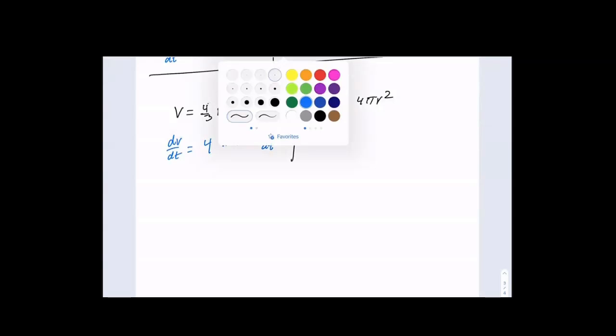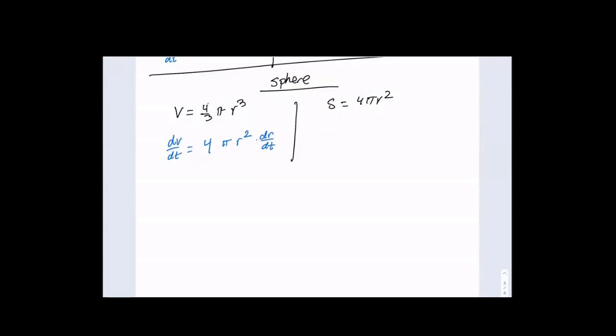And dS/dt is 8 pi r times dr/dt. All right, you've got to bring that 2 down.